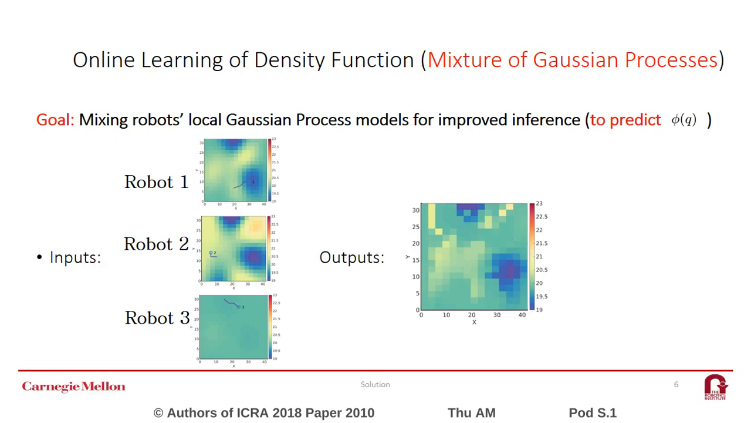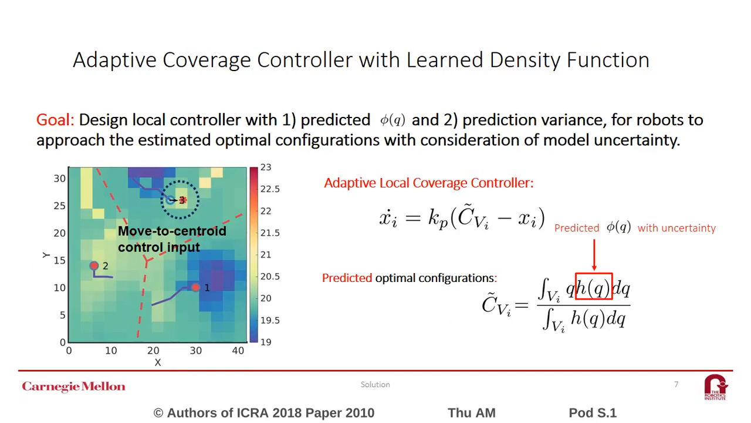And in this paper, we propose to use a mixture of Gaussian processes to avoid biasing towards local features, with an improved unified inference model. And with the learned density function from the unified inference model, we are able to develop an adaptive coverage controller so that the robots will navigate towards the predicted optimal configurations with consideration of the prediction uncertainty.